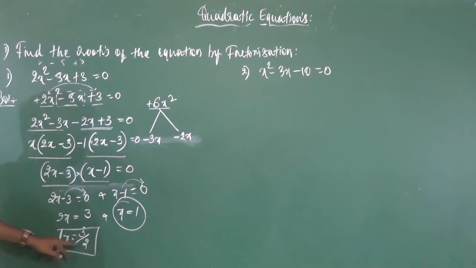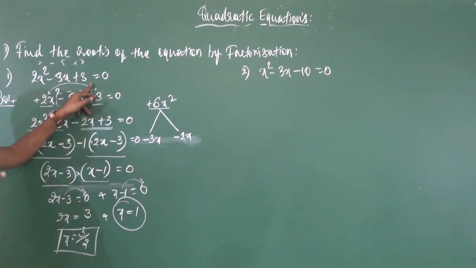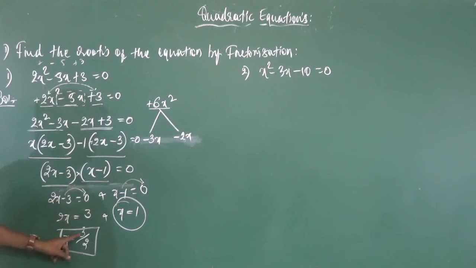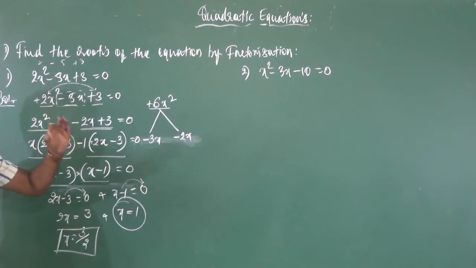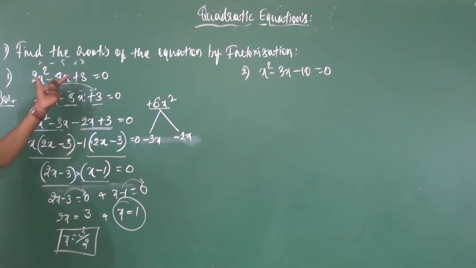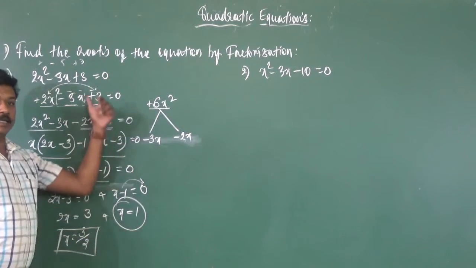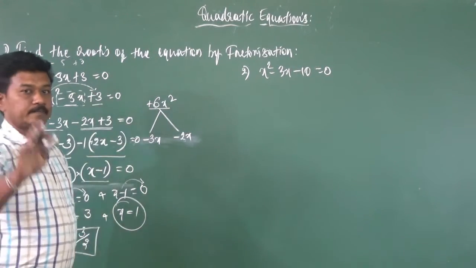So these are the only two values that satisfy this quadratic equation, or make the equation true. If this equation has to be equal to 0, then the value of x should be either 3 by 2 or the value of x should be equal to 1. Apart from these two values, no other value for x can satisfy this equation. So therefore they are called the roots of this equation. I hope you got it.